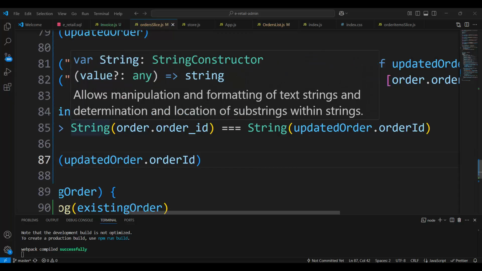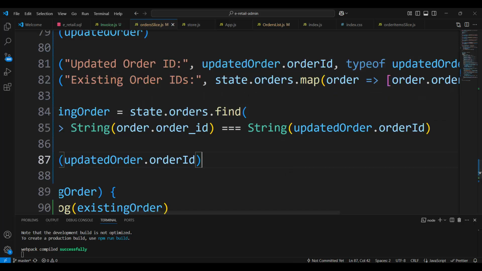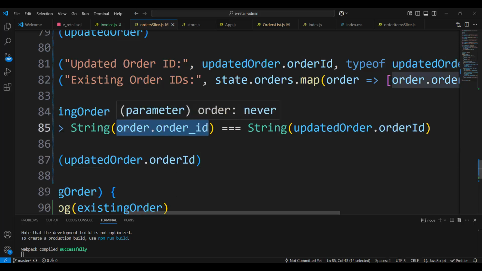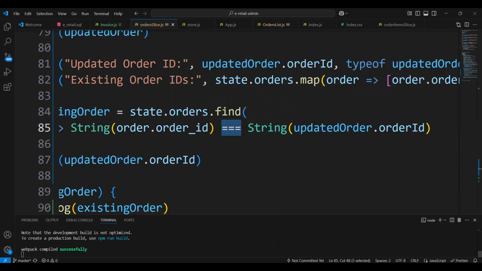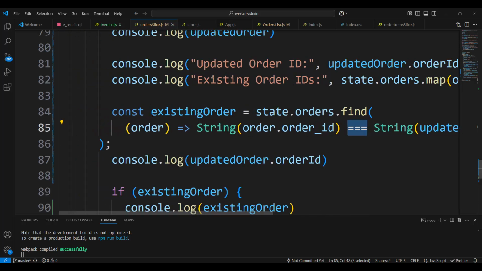This equation, without string on both sides, was mismatched. Order ID with underscore on the left side was a number, the right side was a string, and the three equals is strict equals, which doesn't permit that situation and doesn't solve it like nothing happened. There is no solution. It is false. And the result of that does not exist.